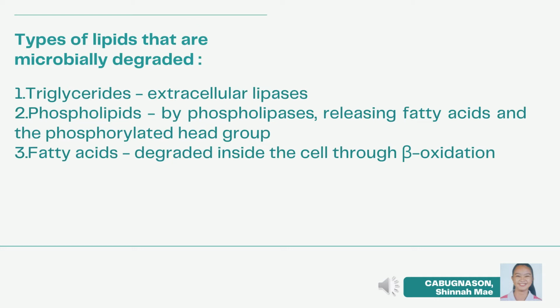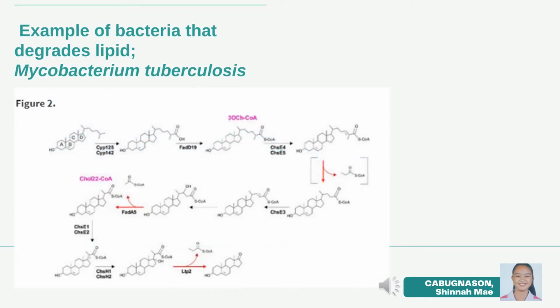Fatty acids can be further degraded inside the cell through beta oxidation, which sequentially removes 2 carbon acetyl groups from the end of fatty acid chains. The ability of certain pathogens, like Mycobacterium tuberculosis, to degrade cholesterol contributes to their virulence. The side chains of cholesterol can be easily removed enzymatically, but degradation of the remaining fused rings is more problematic.